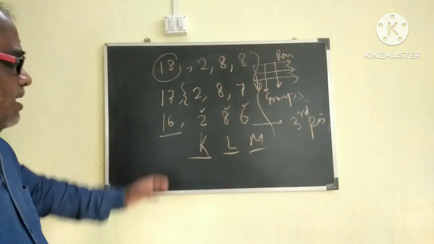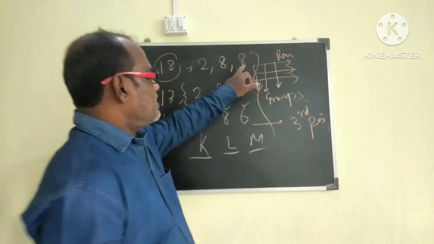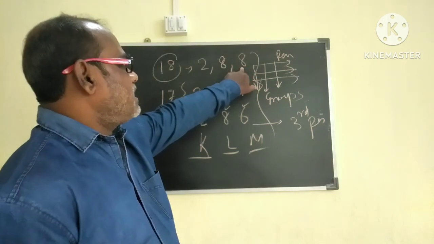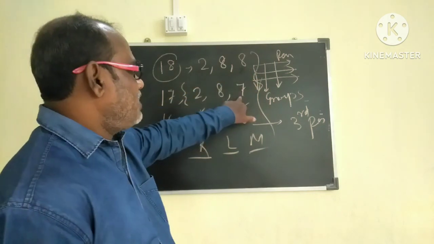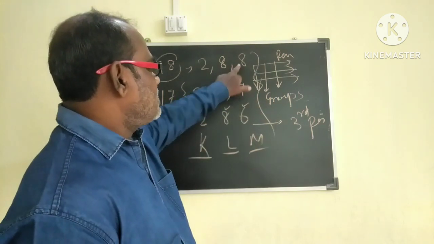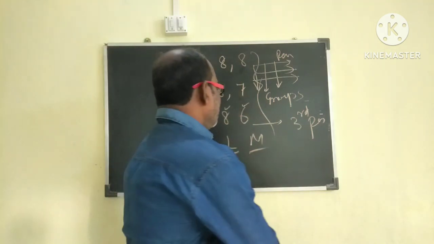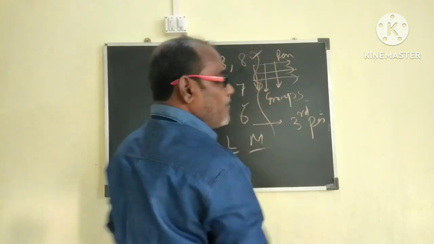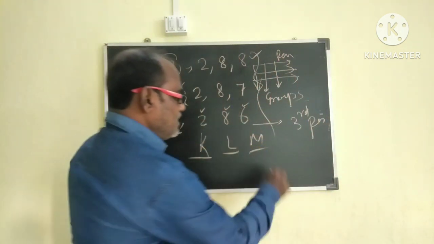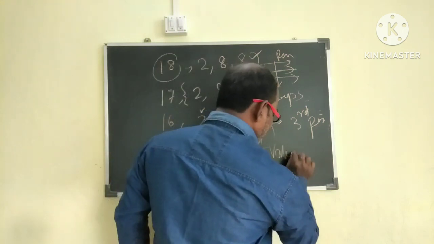Next, in the last shell you can see here 8 electrons. It has completed its octet, it has 8 electrons. Here we have 7 electrons, here we have 6 electrons. So these are said to be valency electrons. The number of electrons present in the last shell are said to be valency electrons.